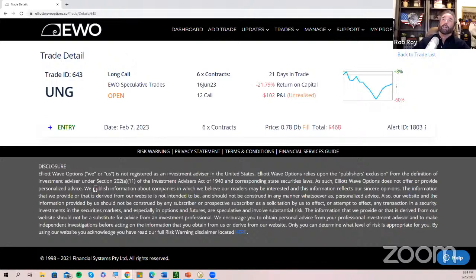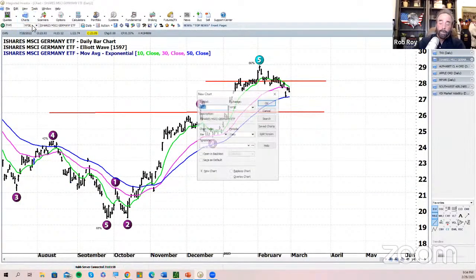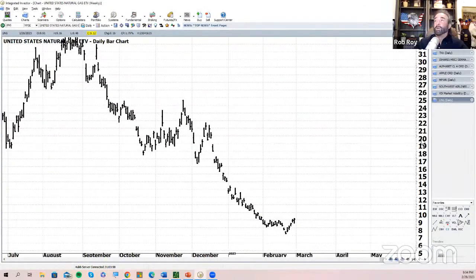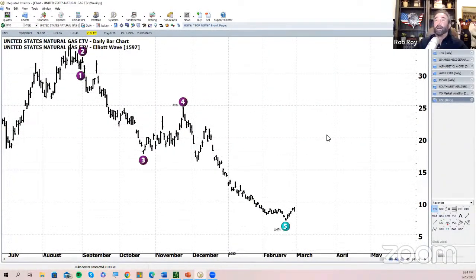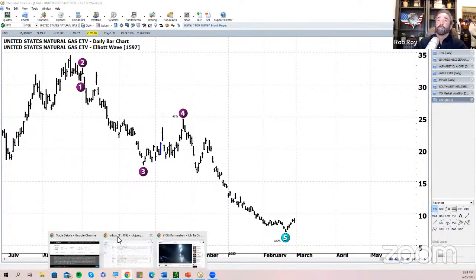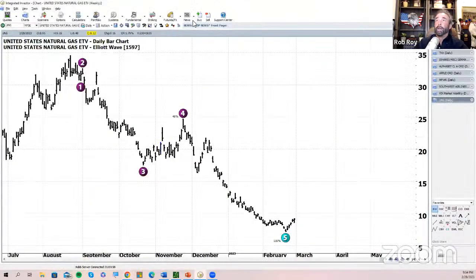But take a look at this, right? So we entered this UNG position on February 7th. So let's bring up UNG and go back and look at February 7th. This was an alert that went out. Remember, we were talking about how I felt like UNG had bottomed and we were going to move back to the upside. So if we go back and look at February 7th, that was the date.